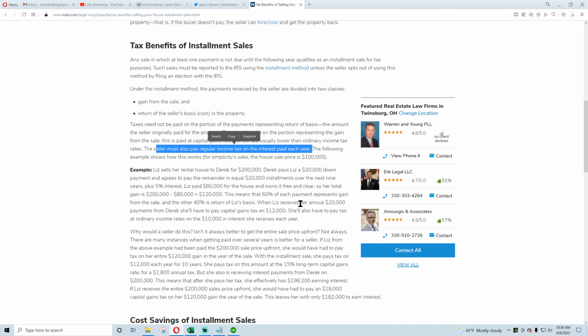This means that 6% of each payment represents gain and 40%. Oh, okay. So each individual payment is broken down into this. So when she receives the down payment of 20, she'll have to pay 12,000 of capital gain. She'll have to pay ordinary income tax rate on the 10 of interest. Okay.